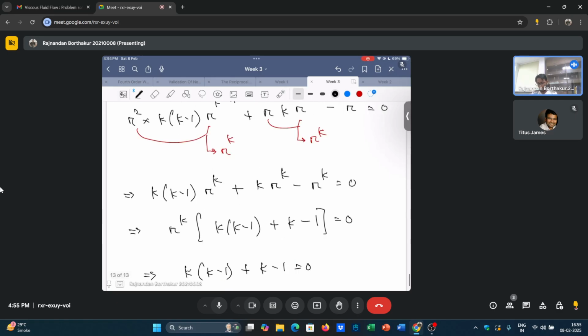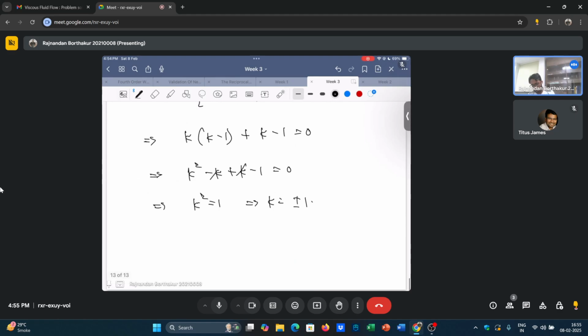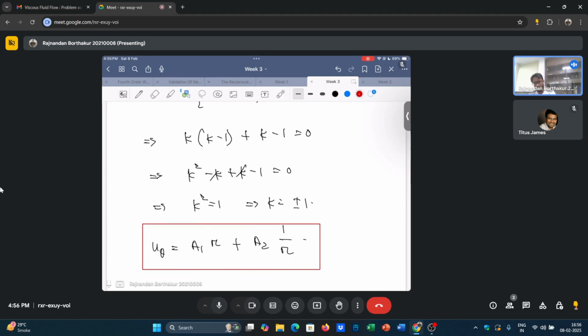Which means you'll have two linearly independent solutions. So u theta is some a1 times r power 1, which is just r, plus some a2 times r power minus 1, which is just 1 by r. That's the solution for u theta. And this is how you typically solve an Euler-Cauchy equation, which is nothing but an ODE of variable coefficient, but the dimension of all the terms is the same. That's why sometimes they are called equidimensional equations.